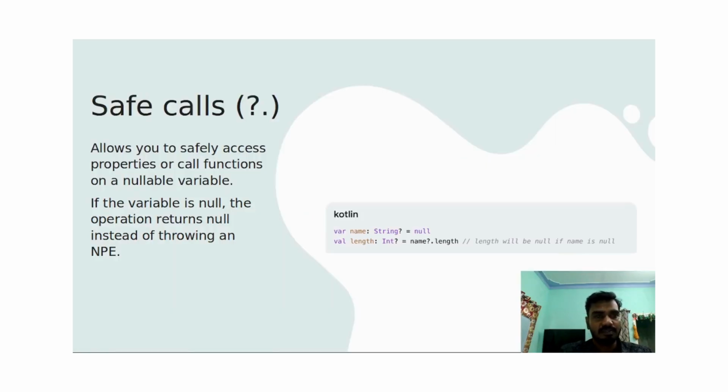Safe calls. The safe call operator allows us to safely access properties and call functions on nullable variables. If the variable is null, the operation returns null instead of throwing an exception. In an example, I have declared name as a null value, but when you call name.length, generally it will throw a NullPointerException. But since we are using a safe call, it returns the null value. It will not throw any exception.